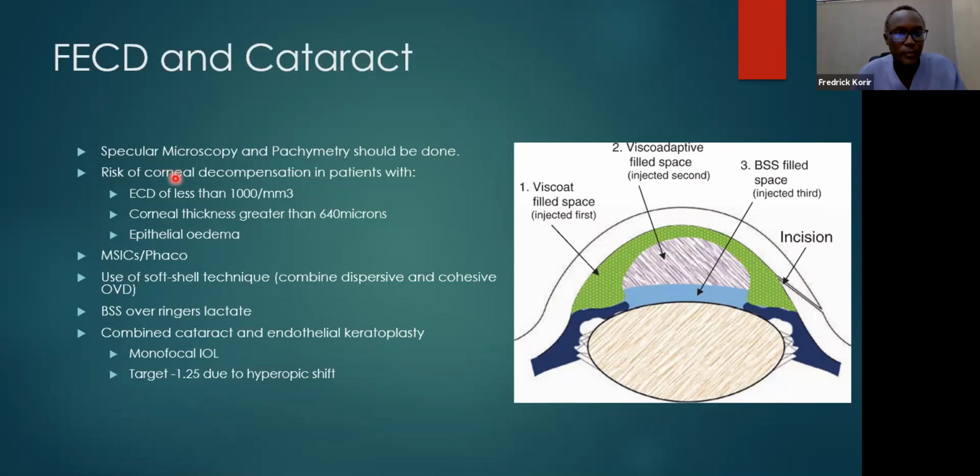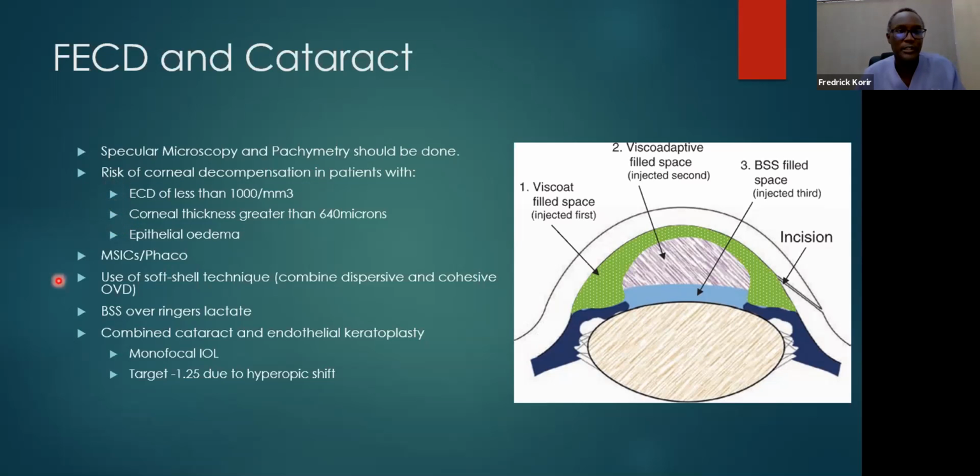So if you do a specular microscopy and you have an endothelial cell density of less than 1,000, do not do cataract surgery alone. Do combine it with endothelial keratoplasty. A cornea thickness of greater than 640 microns, you do endothelial keratoplasty as well. And if you have epithelial edema. So these are the three things that are recommended in several publications on what to look out for. And if you have any of these, do combine it.